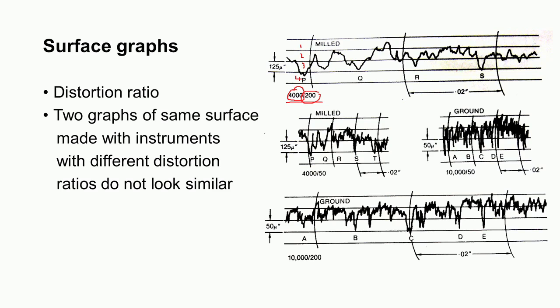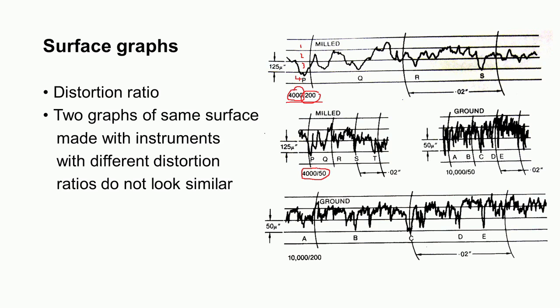Now, if we change the distortion ratio, then the profile, the surface graph, gets distorted. We get another kind of surface graph. You can see here, the distortion ratio is 4000 by 50. So the vertical magnification remains the same, whereas the horizontal magnification has been reduced by 4 times. Here it is 200 units, and here it is 50 units. That means the length is compressed. So this profile is compressed.